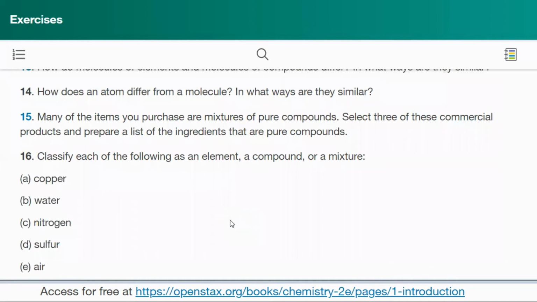How does an atom differ from a molecule? A molecule is made of two or more atoms. So a molecule can be decomposed into atoms. An atom is indivisible. In what ways are they similar? They're made of at least one atom. That's about the only thing I can think of.